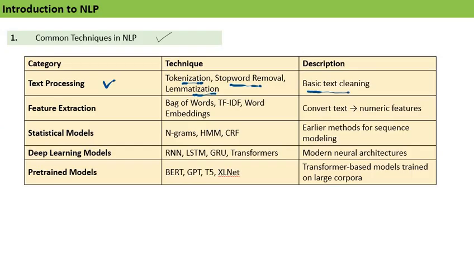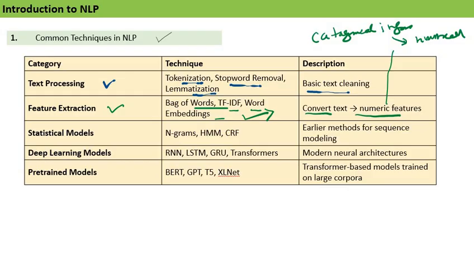Next is feature extraction. In feature extraction, it contains bag of words, term frequency-inverse document frequency, or word embedding. We'll discuss this topic in the next lecture. The purpose is to convert the text, the categorical information, into numerical features.